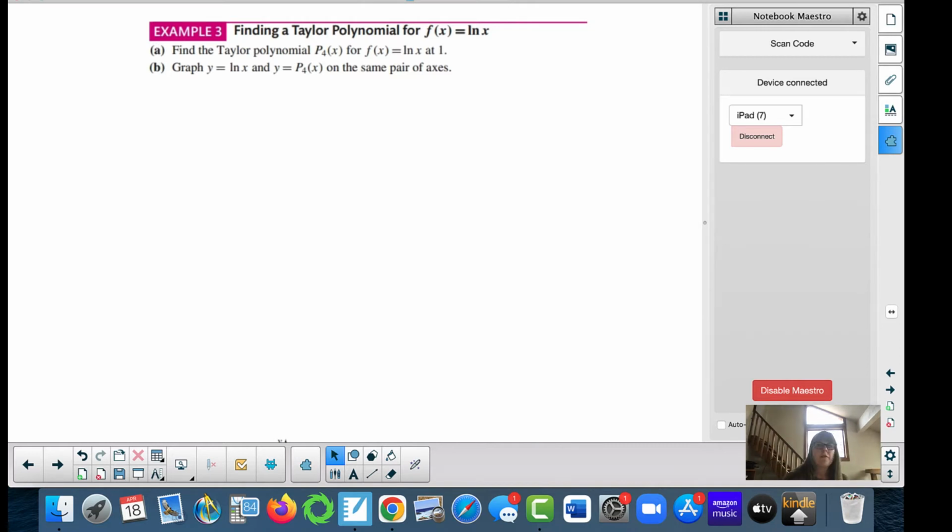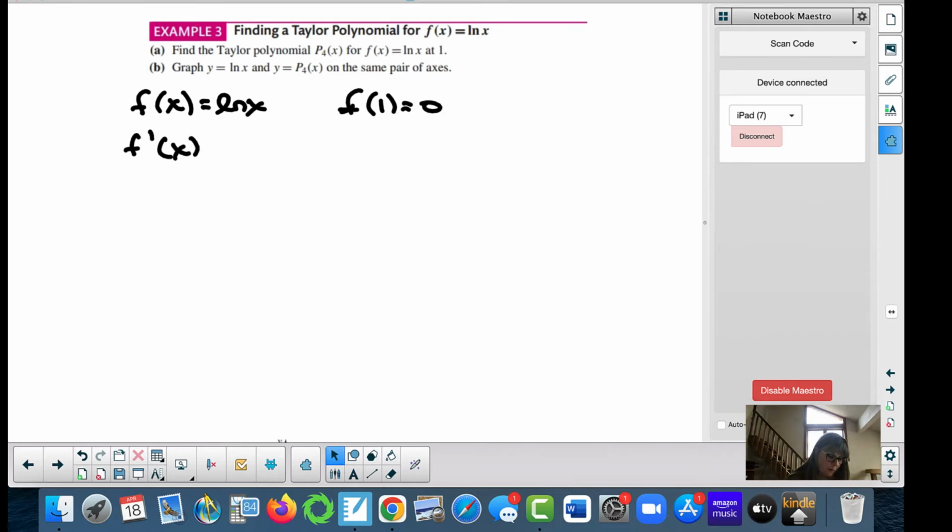So in this one, we're going to do natural log of x at 1, and we're going to do a fourth degree polynomial. So this time we'll have to go all the way to the fourth derivative. If we start with f of x is natural log of x, and evaluating that at 1 gives us 0. Natural log of 1 is 0.